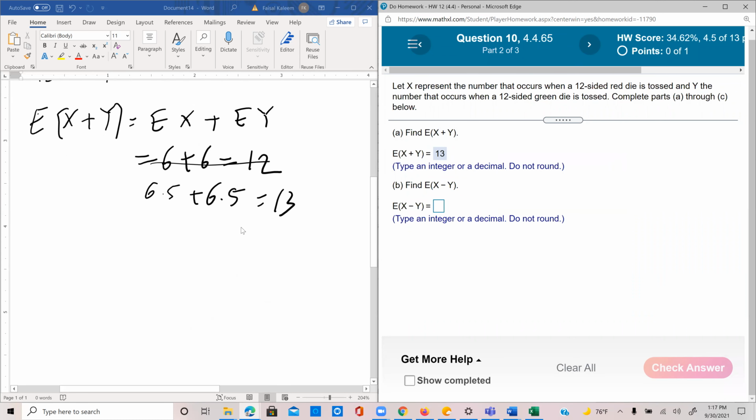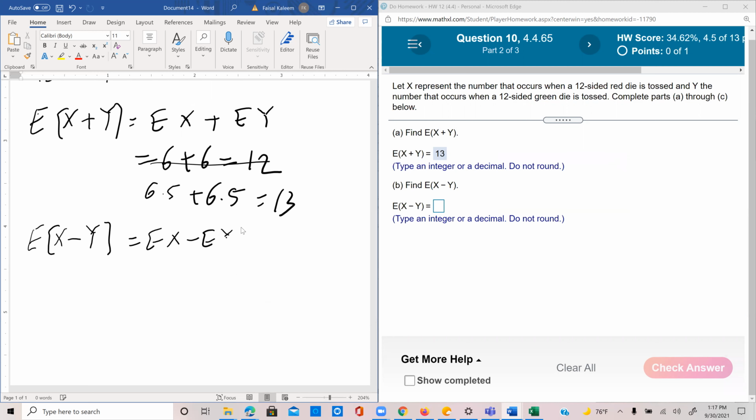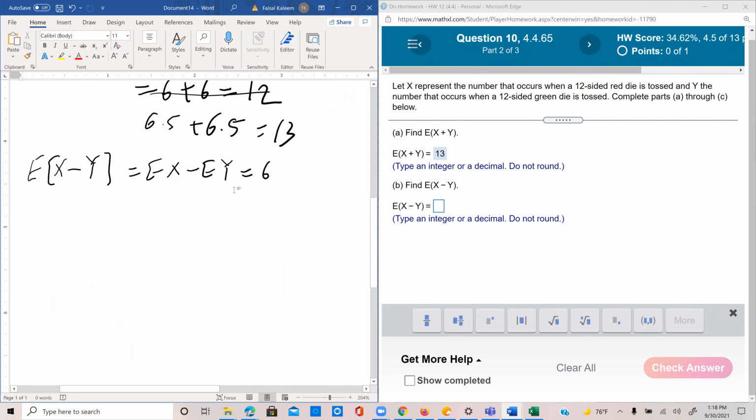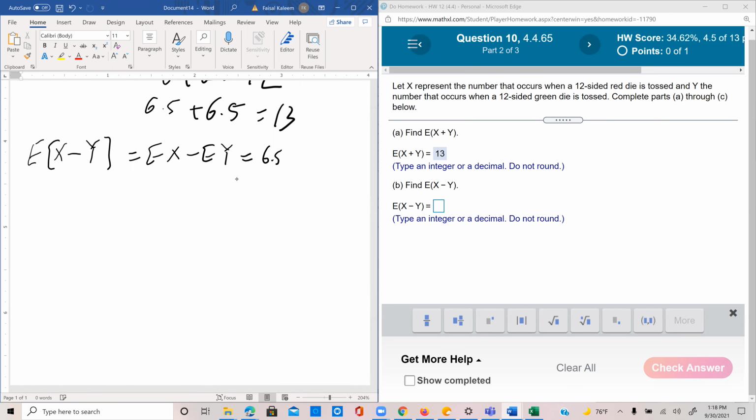Find E of X minus Y. So that would be E of X minus E of Y. 6.5 minus 6.5, and the result will be 0.